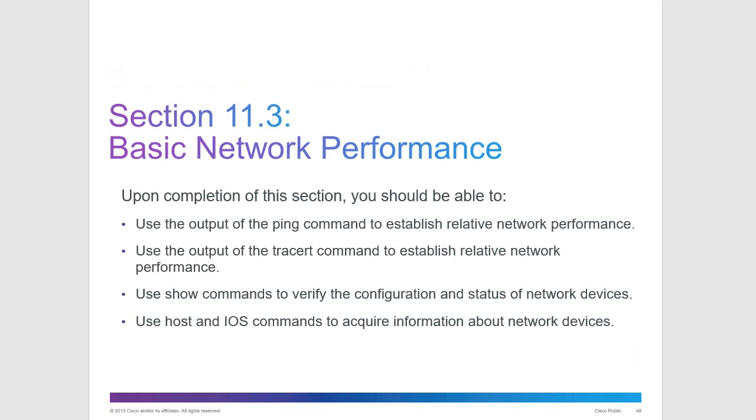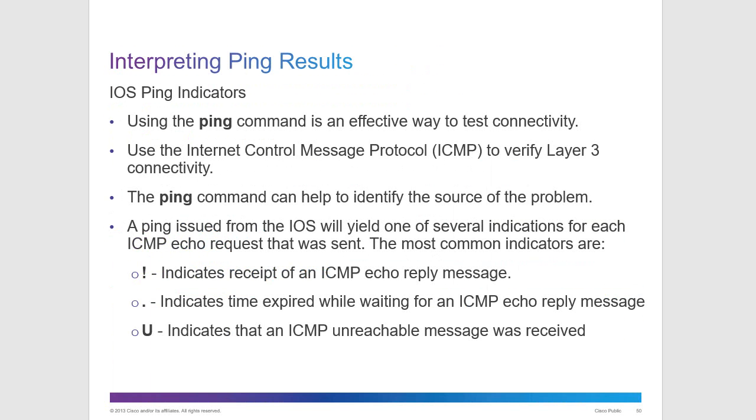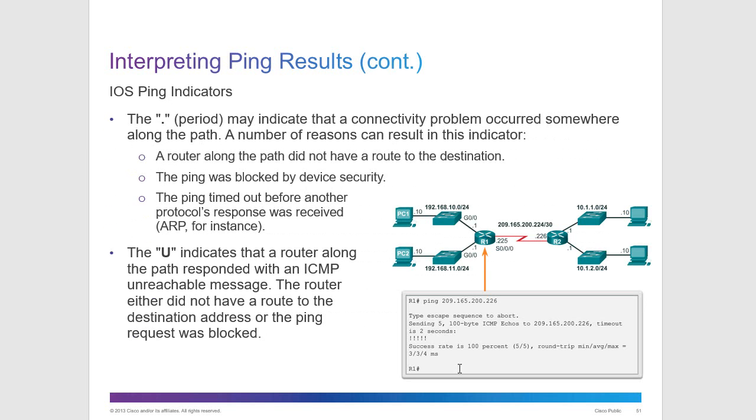All right, so we're going to go right down to here: basic network performance. Again, we'll be revisiting some things we've already seen, like ping and traceroute. So we've got the ping command. We've used that a little bit. It verifies layer 3 connectivity, and there are some symbols associated with it: the exclamation point, the period, the U for unreachable, and so on and so forth. You've seen those as we've used the ping command in class.